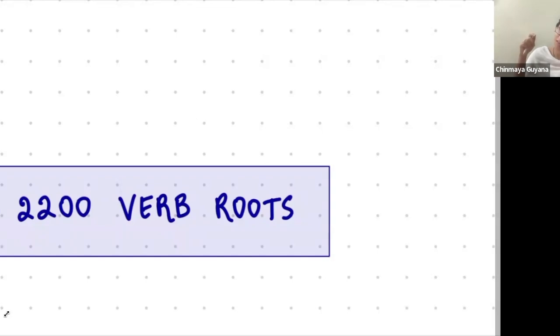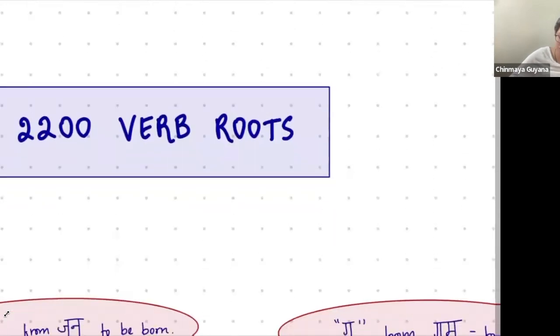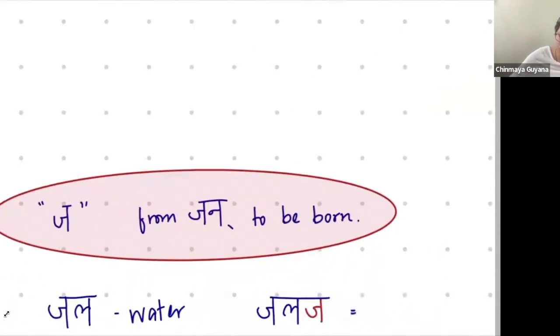Now, that has a lot of implications, but I'll show you a few examples and then I'll tell you the implications, right? See this. Jan is to be born. Okay? Jan root is to be born. Now, j, when you use j in words, it gives the connotation of being born. Okay? So see, jala means water. So if I say jalaja, that means that whatever this word is, it is something that is born in water.